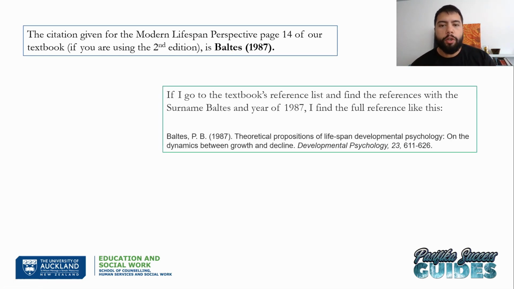So what I can do is go to the back of the textbook. I go right to the back, and there's a big reference list, all in alphabetical order. I just look for that surname and that year, Baltes 1987. And this is the full reference, so I've typed it out here for you. The title of that is Theoretical Propositions of Lifespan Development, Developmental Psychology.